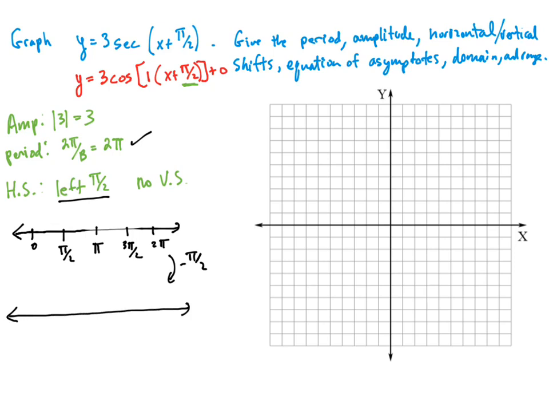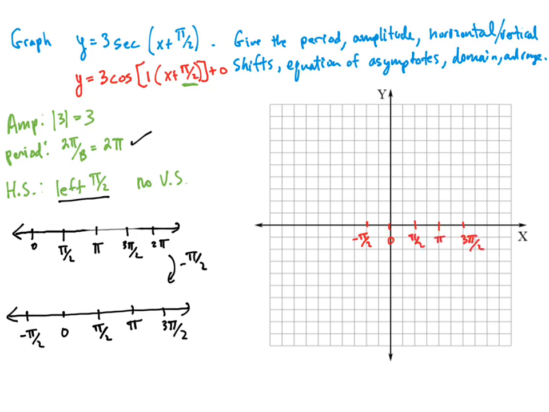So the shifted number line: 0 minus pi over 2, I'm going to have negative pi over 2. Pi over 2 minus pi over 2 gives me 0. Pi minus pi over 2 is pi over 2. 3 pi over 2 minus pi over 2 is 2 pi over 2, or just pi, and then we get 3 pi over 2. So this is what our period looks like when we cut it into quarters. So I'm going to label everything. Negative pi over 2.